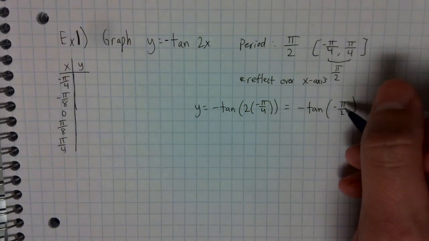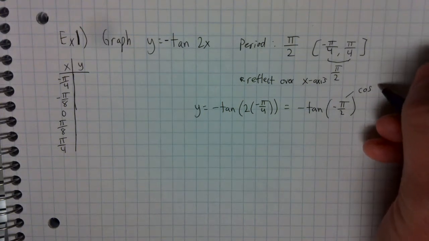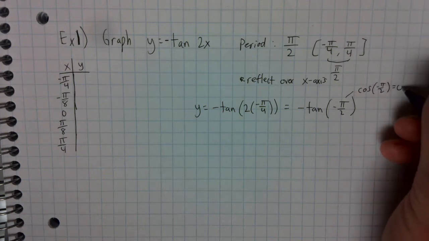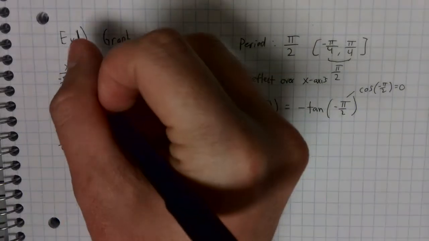And we remember from the tangent function, this is undefined because the cosine of negative pi over 2 equals 0. So we can't have any cosines equaling 0. That'll make this undefined.